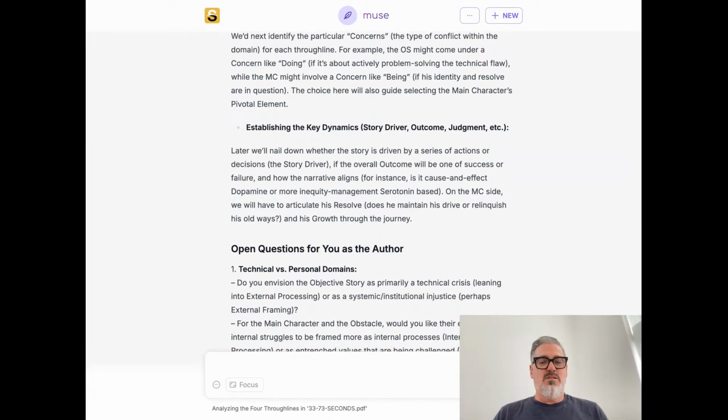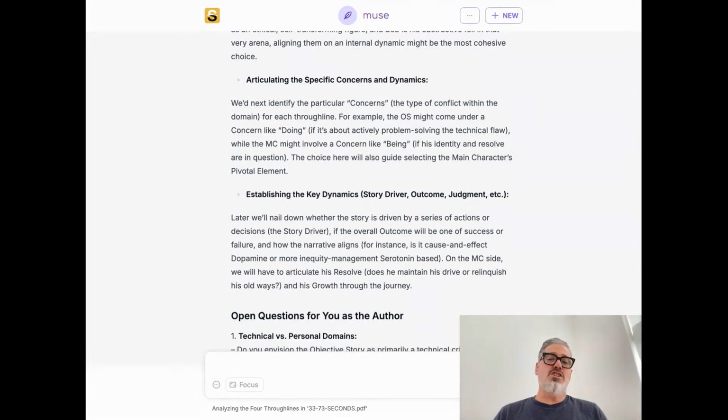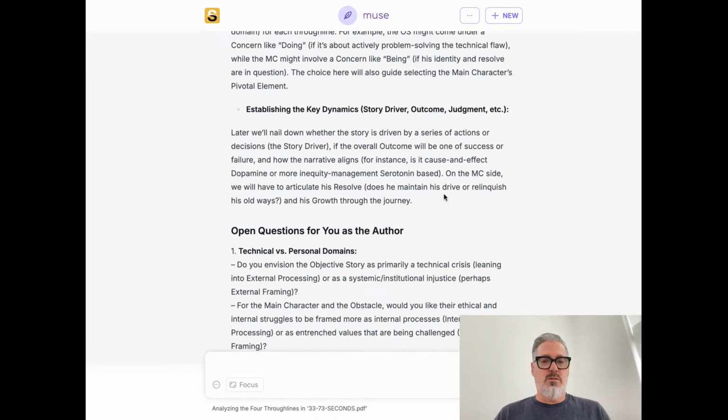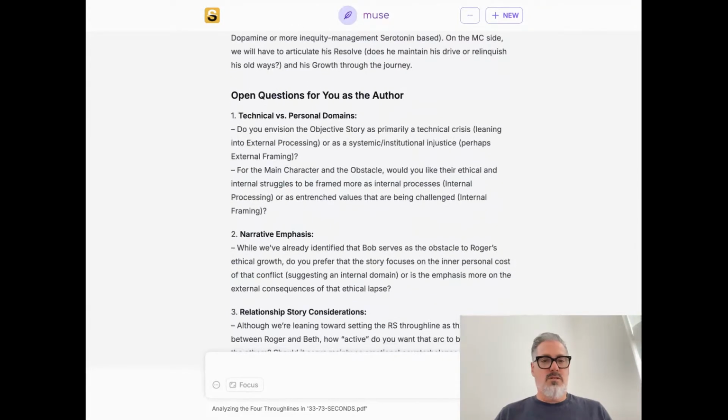Later, we'll nail down whether the story, and because these aren't gelling in a more defined screenplay, one that has really clear conflict, these wouldn't be as contradictory. Later, we'll nail down whether the story is driven by a series of actions, if the overall outcome, okay. On the MC side, we will also have to. Well, that's what you're supposed to do. So it's just not giving all the answers.